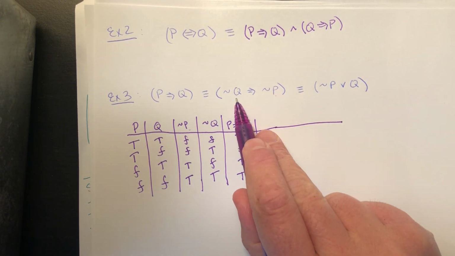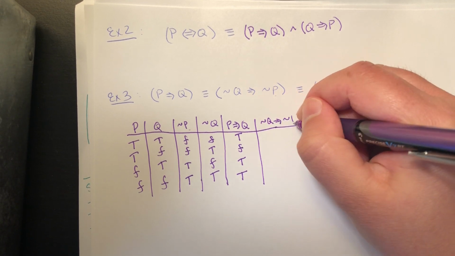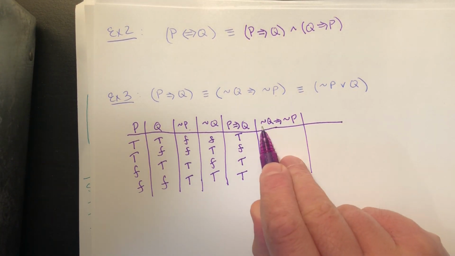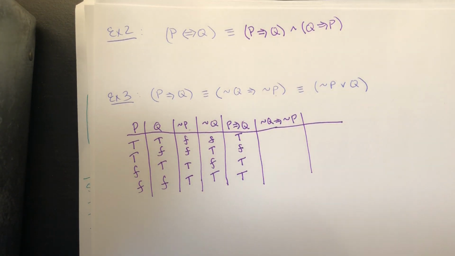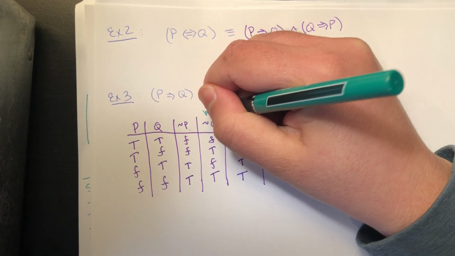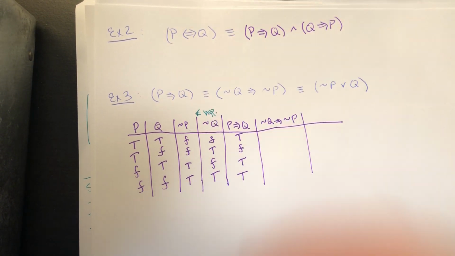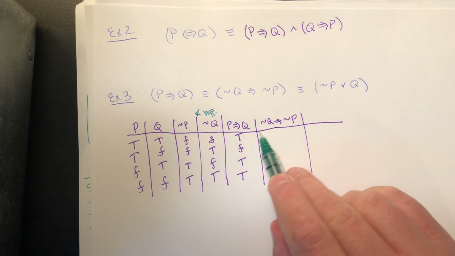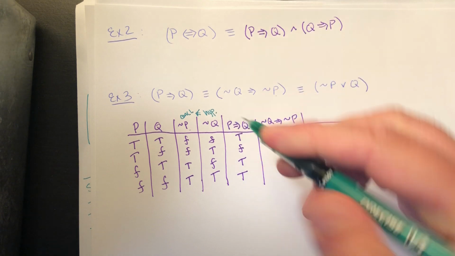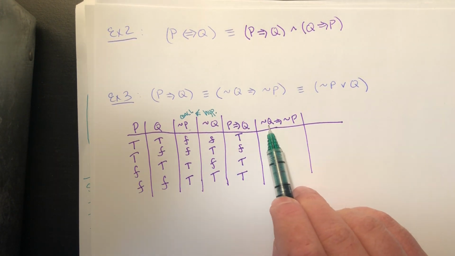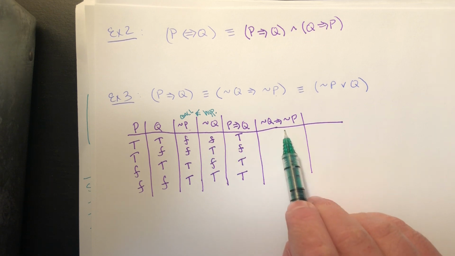Now let's do a column for not Q implies not P. Right, in this case, my hypothesis, the part before the arrow, is not Q. I'm just going to go ahead and label this as my hypothesis just because it's a little bit out of order here, and I want to make sure that the not Q is the hypothesis part and the not P is the conclusion part. All right, so remember, not Q is your hypothesis. Anytime the hypothesis is false, the whole implication is true.